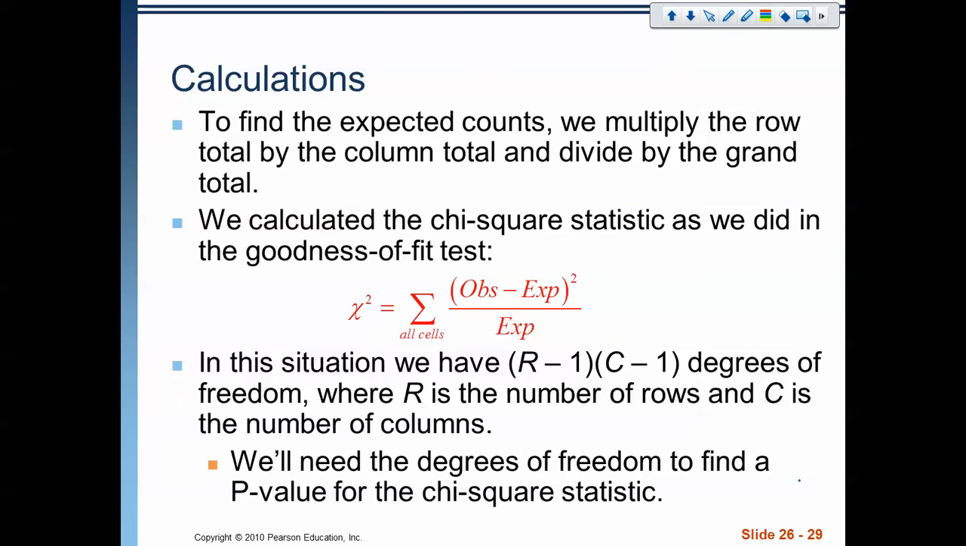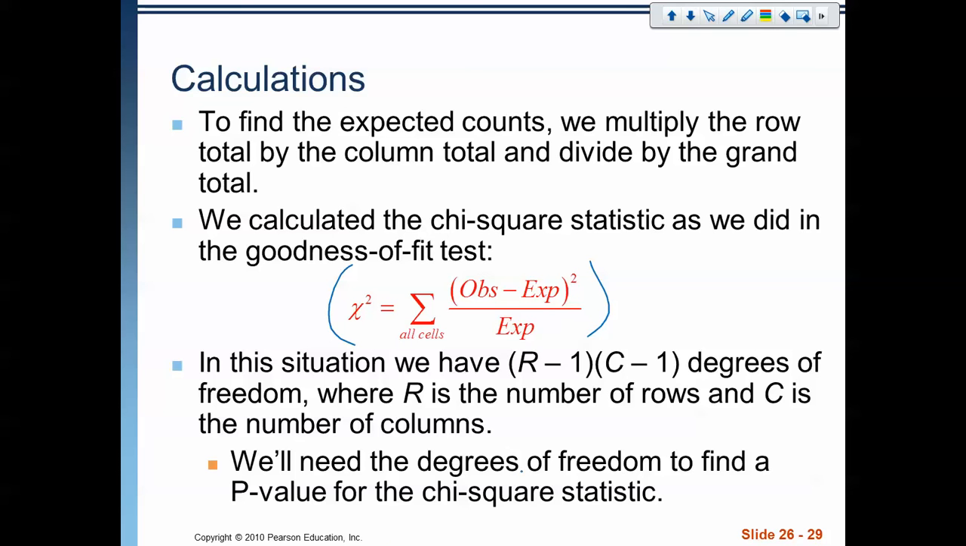For our calculations to find the expected counts, what we're going to do is multiply the row total by the column total and divide by the grand total. I will show you guys that in a moment when we have our example. This test statistic is the same, right? It is the sum of all cells, where we take the observed minus the expected, squared, divided by the expected. Again, hand calculating this, you won't do it that often. We have technology to do that for us.